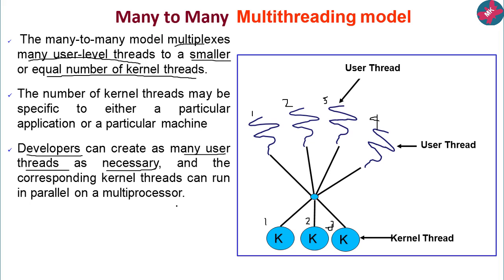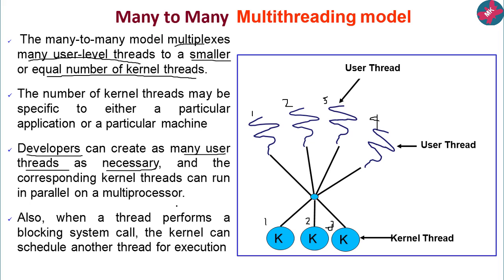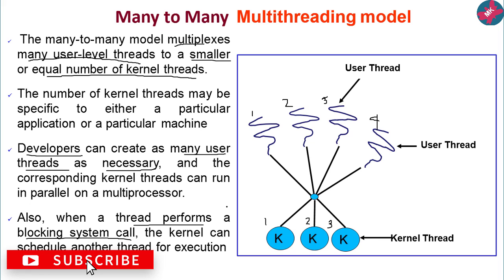Then the second drawback of the earlier system was the problem of blocking. Here, if some thread initiates blocking, then the kernel can schedule another thread for execution. So whatever was the drawback of the earlier two systems, that is blocking and the limitation on the user threads, all of that is solved in this many-to-many multi-threading model, and hence this is more popular than the earlier two models. So let us conclude what we have learned.